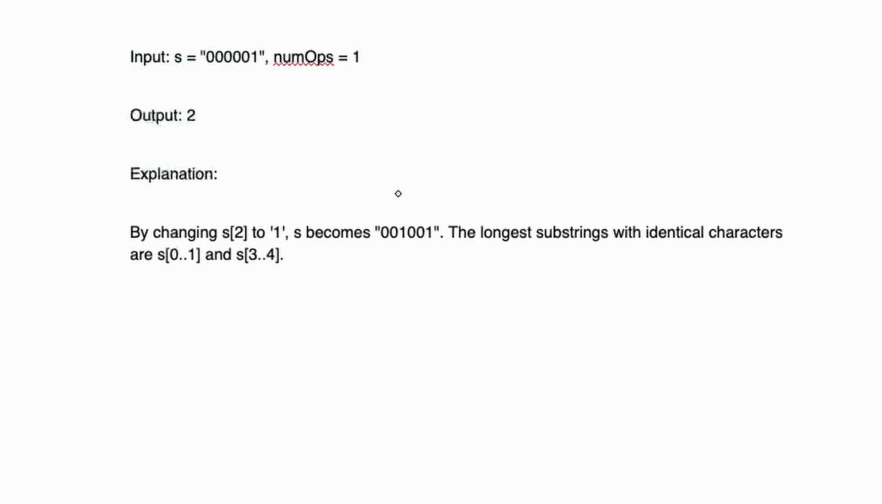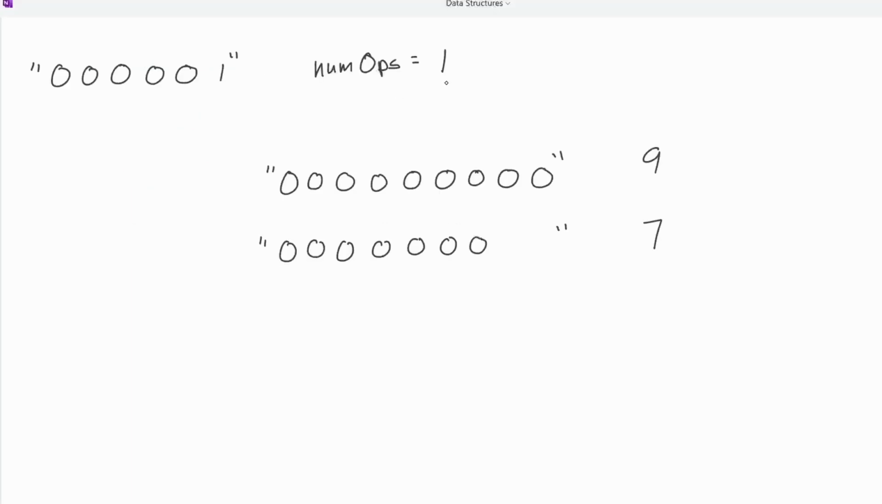So because we can use that one operation to change this 1 and get a continuous substring of at most length 2, this means that we want to return 2 because this is the shortest substring that we could possibly get with this one operation. So we're going to take a closer look at that example, but before we do, I want to go over something that's going to be pretty critical for this problem.